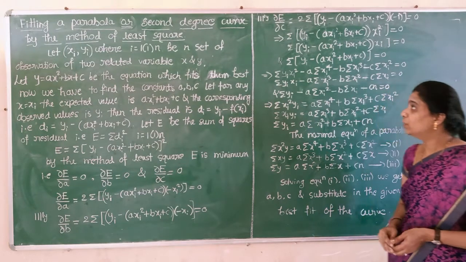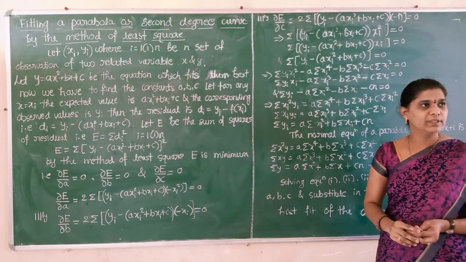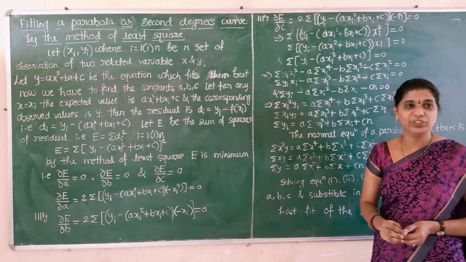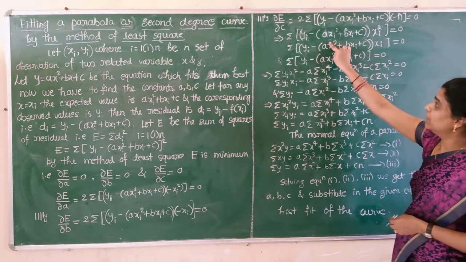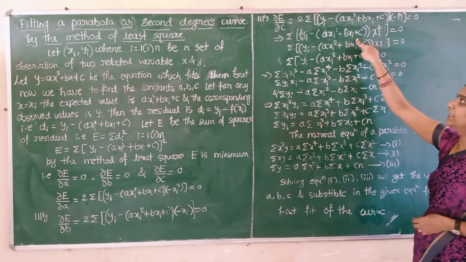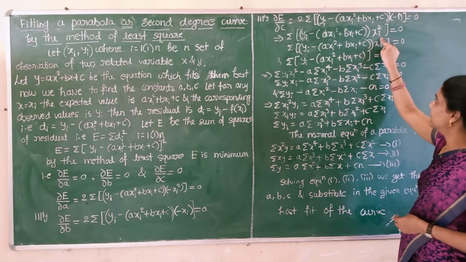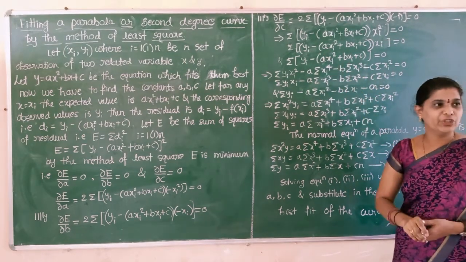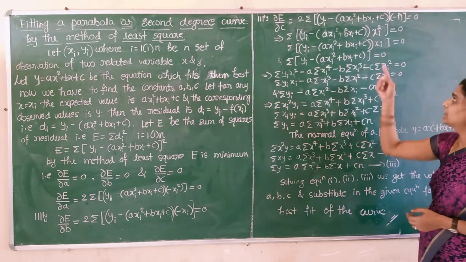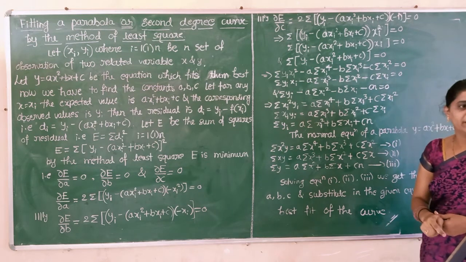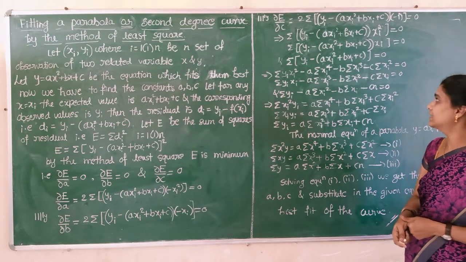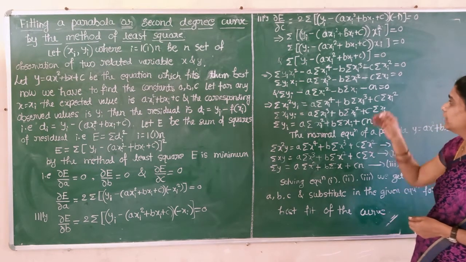Afterwards we set ∂E/∂a = 0, ∂E/∂b = 0, and ∂E/∂c = 0. After simplification we get: the sum of (yi − (axi² + bxi + c)) times xi² equals 0. The second equation: the sum of (yi − (axi² + bxi + c)) times xi equals 0. And the third equation, from ∂E/∂c: the sum of (yi − (axi² + bxi + c)) equals 0.